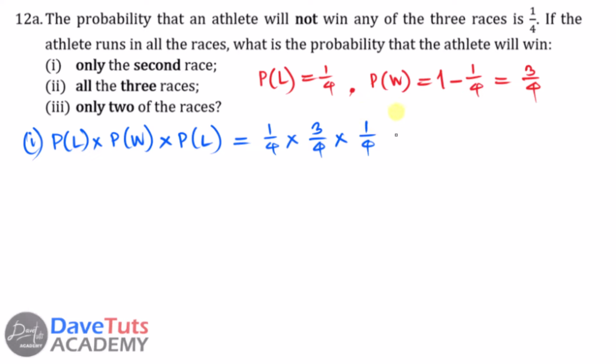So if you are to compute this, it will be 1 times 3 times 1 is 3, 4 times 4 is 16, times 4, that is 64. That is the probability of him winning only the second race.